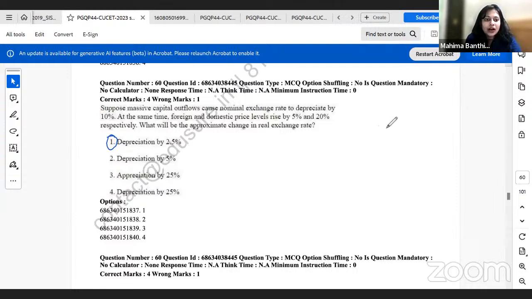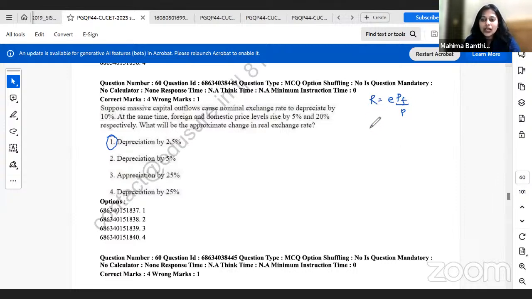Now, suppose massive capital outflows cause the nominal exchange rate to depreciate by 10%. At the same time, foreign and domestic price levels rise by 5% and 20%. What will be the approximate change in real exchange rate? So we define real exchange rate as EPF by P. You could also write it as EP by PF. It's not going to change the answer.